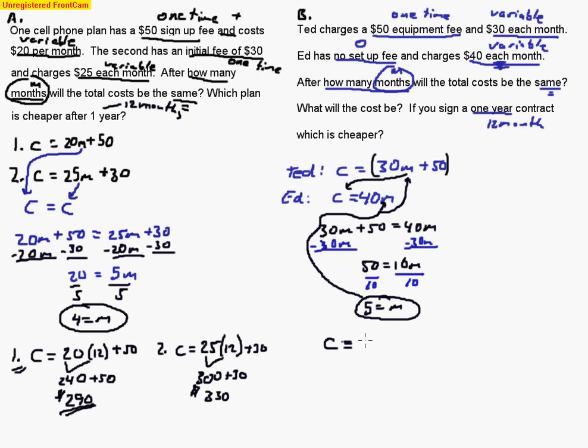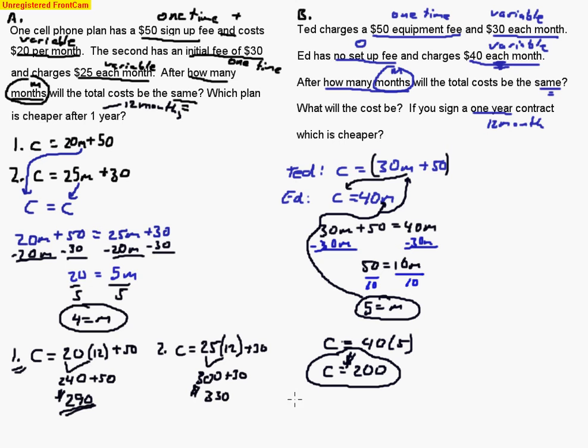C equals 40 times 5. And that gives us a cost of 20 plus a 0. So 5 times 4 is 20. Add a 0. So that's $200. So that's going to be the cost at which they both charge the same. So initially, Ed is cheaper because he has no initial cost. But Ted is cheaper after 5 months. So we already know who's cheaper after a year, but let's go ahead and do that substitution. Find out how much each charges after 1 year.